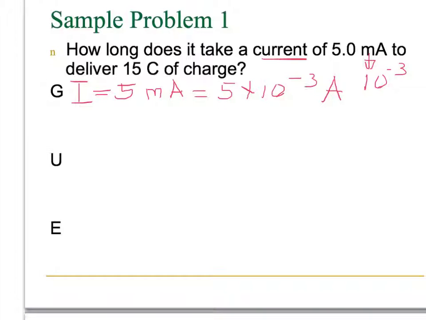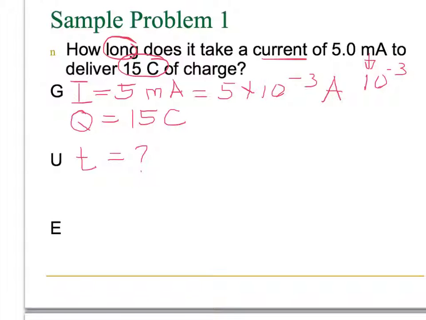The other given is the charge. So we know the charge is represented by Q, and it is 15 coulombs. Now this time, if you notice, the unit of the charge is already the SI unit, so you don't have to do anything. So what are we looking for? It says how long. So therefore, we are actually looking for the time.